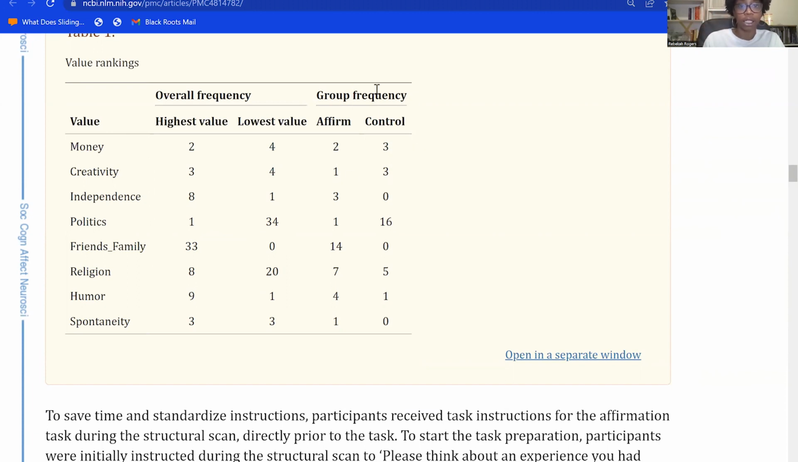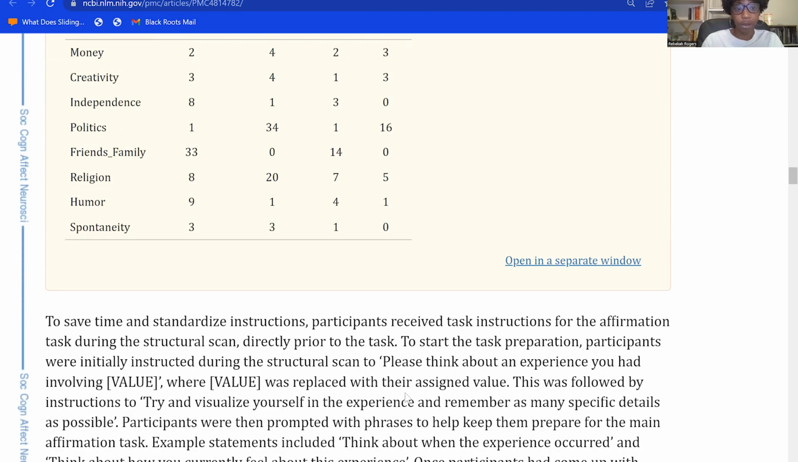And then if you go back to the group frequency and the affirmed group versus the control group, it seems like most people say friends and family is the highest. I don't know what this means. And if I feel like figuring it out, that's what the results section is for, not the methods. The methods is just teaching me how to recreate this as its own thing.